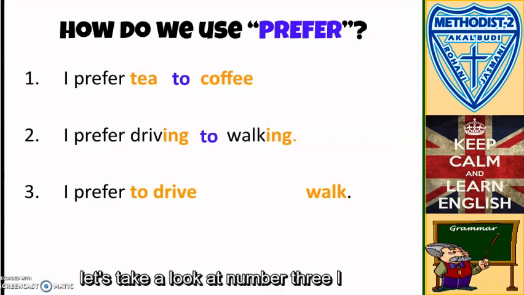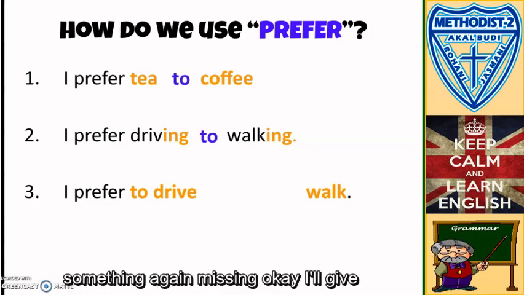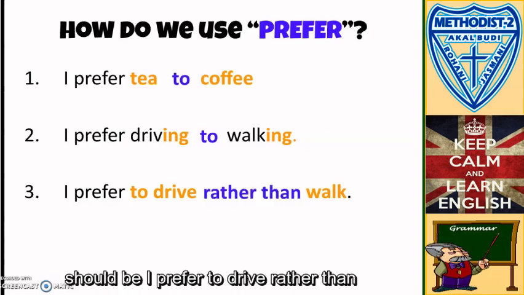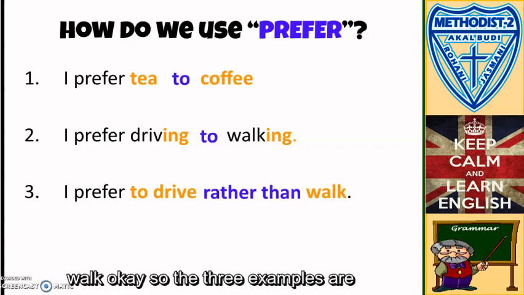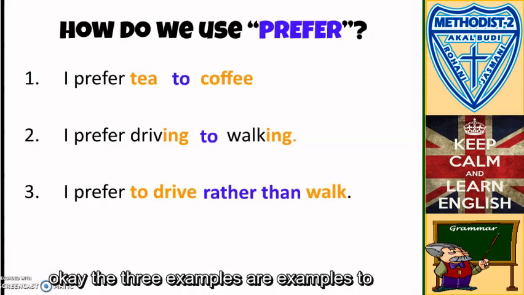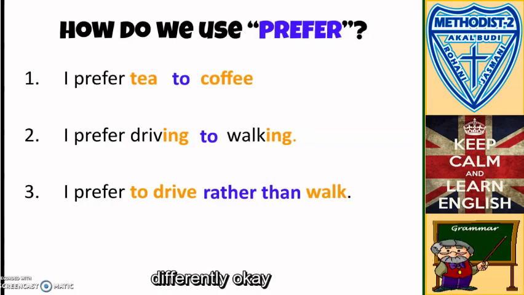Let's take a look at number 3. I prefer to drive and then walk. There is something again missing. I'll give you some time. And then the missing part should be, I prefer to drive rather than walk. So the three examples contain the verb prefer, and they show our general preference about something, but grammatically they behave differently.